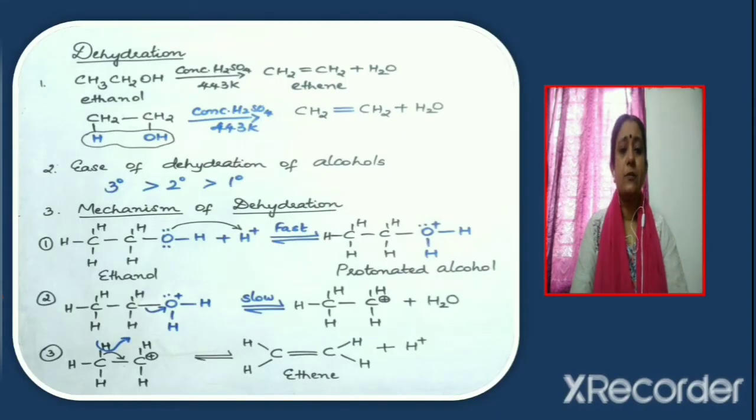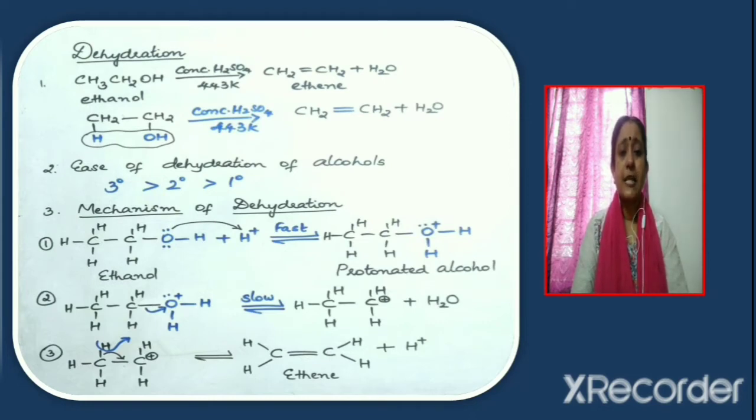Dehydration reaction. Alcohols, when treated with concentrated sulfuric acid at a temperature of 443 Kelvin, undergo dehydration and give alkenes as products. For example, consider ethanol. When treated with concentrated sulfuric acid at 443 Kelvin, dehydration takes place, elimination of a molecule of water takes place, and ethene is thus produced.